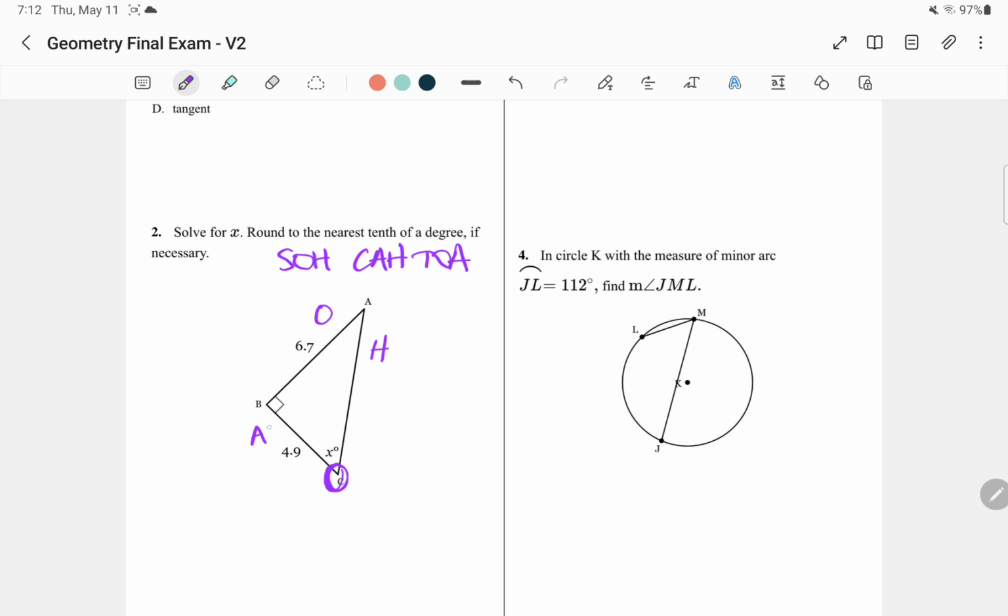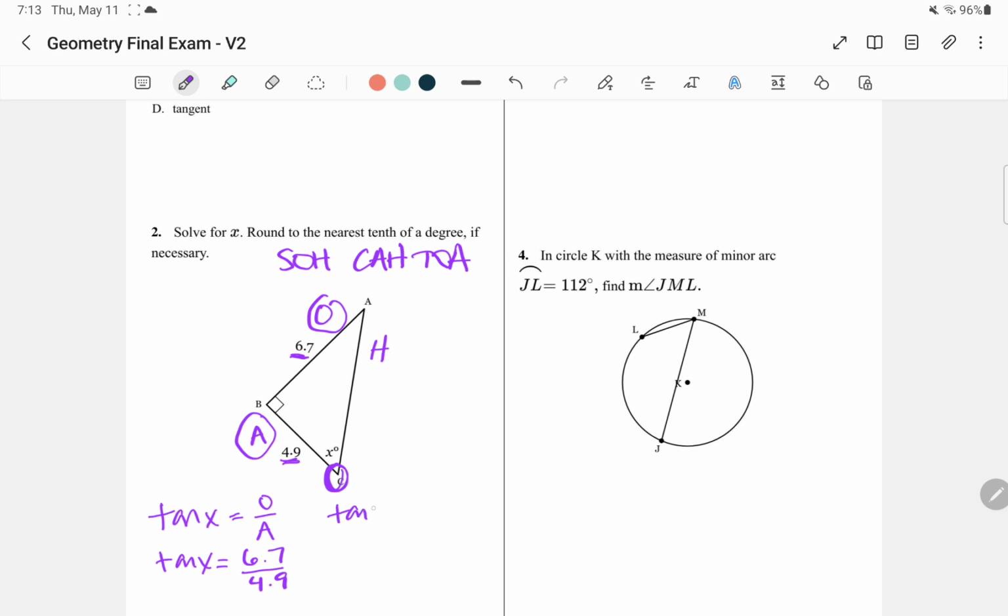And it's giving us adjacent and opposite, right? It's giving us these two numbers right here. So therefore, we're going to use tangent. So let's write down tangent of our angle is equal to O over A. And we're going to fill in, right? So our angle is still x, but our opposite is 6.7. Our adjacent is 4.9. And since I need to find what x is, I'm going to flip it.